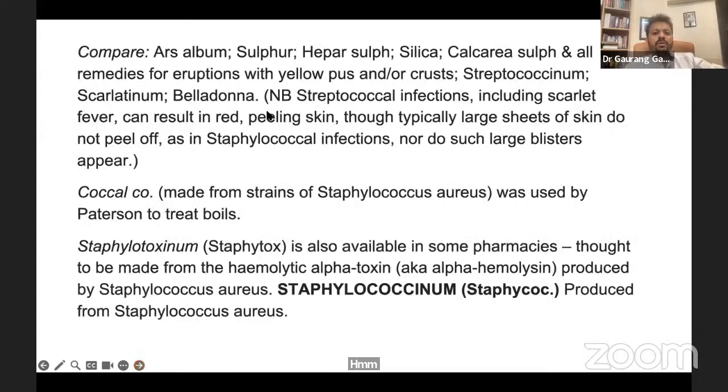It's also very important to compare different remedies. Remedies like arsenic alb, sulfur, calcarea sulf, hepar sulf. All of these we know because all of them have a yellowish kind of tinge in that way.